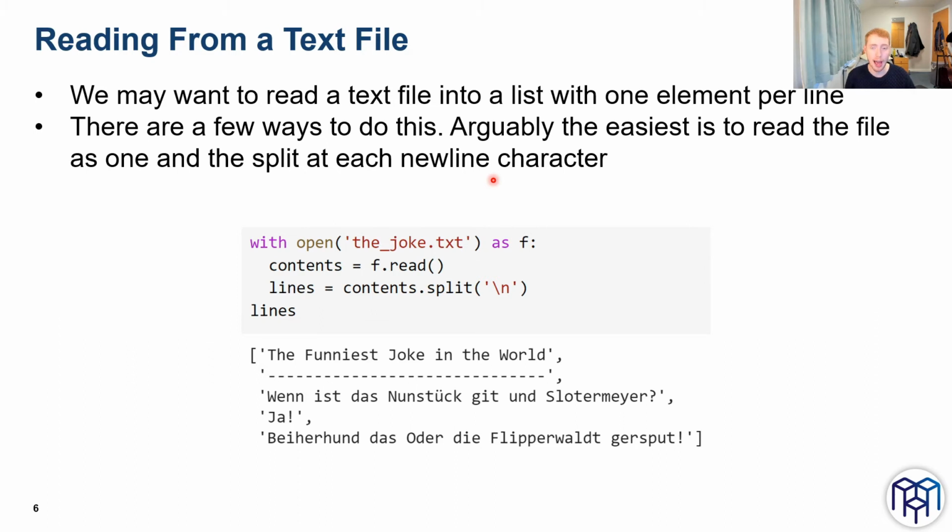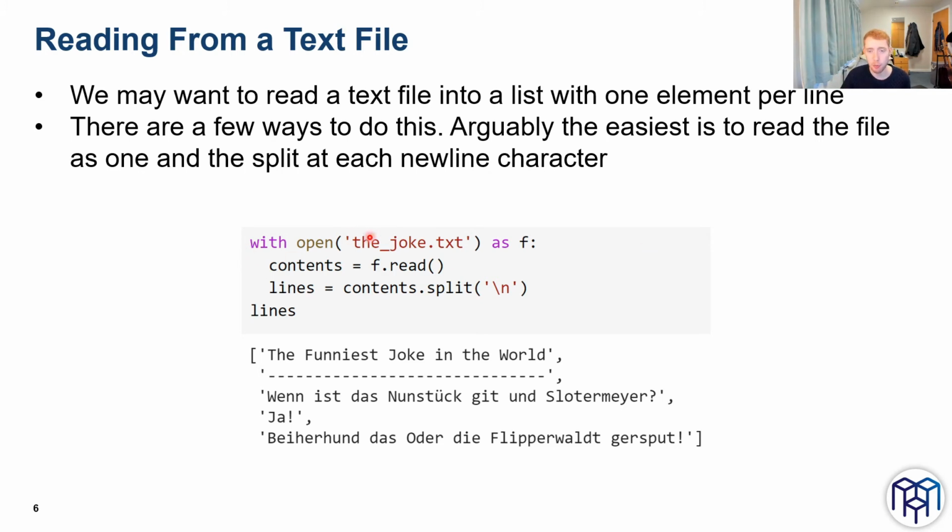So we saw there how to read in a text file as one long string with all the special characters in, but we might want to instead read a text file into a list with one element of that list per line of our original text file. And there's a few ways we can go about doing that, but I'm going to use arguably the easiest method. And that is to read in the file as a single string and then split it wherever we see a new line character.